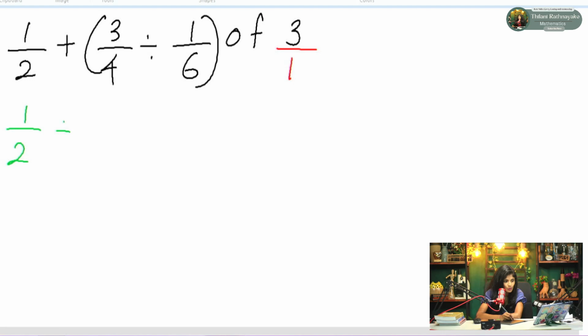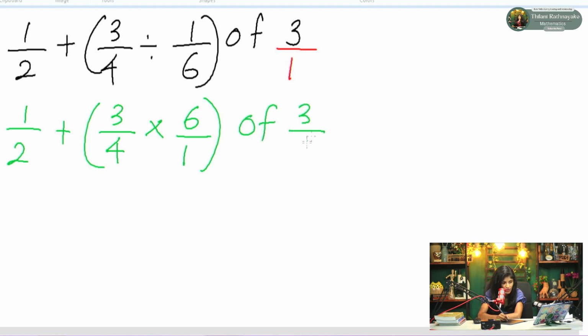1 over 2 plus 3 over 4 multiplied by 6 over 1, division converted into multiplication, and of 3 over 1. I wrote the same things here and I'm just going to simplify the bracket now. The first thing is the bracket, right? So is there anything I can simplify in this bracket? Yes. 4 times 2, 2 times 2, here 2 times 3. Okay, done.